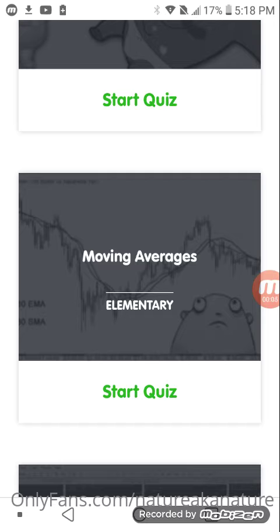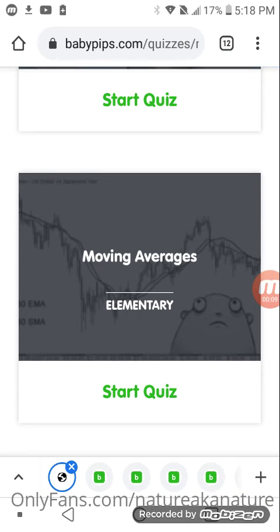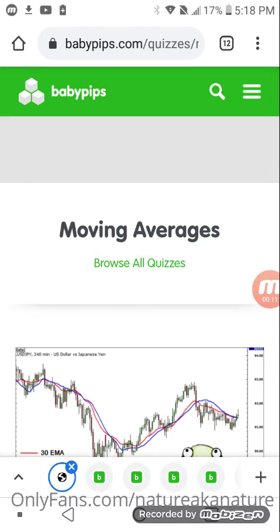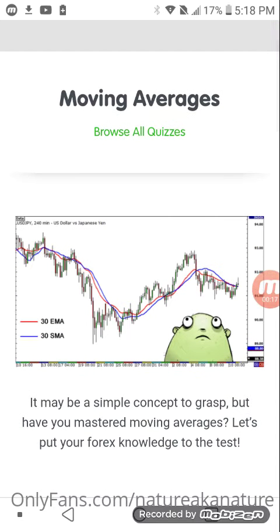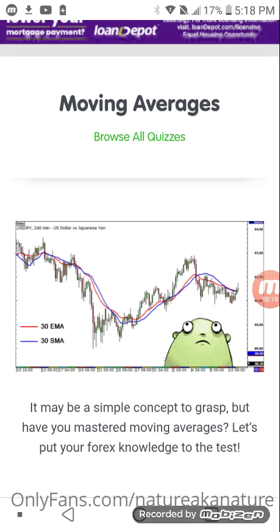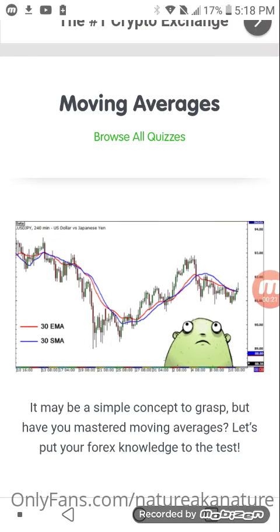Alright, so in our next quiz, we're going to do a moving average quiz. We're just going to go over quizzes, all types of information I'm going to be giving y'all, to help y'all make money, as much money as y'all can in this market. This is the moving average quiz. It may be a simple concept to grasp, but have you mastered the moving average? Let's put your Forex knowledge to the test. This is the Forex moving average quiz.